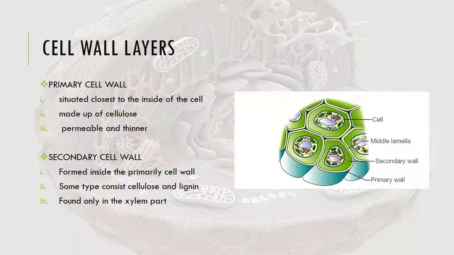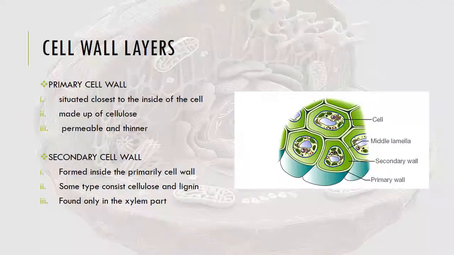The next layer of the cell wall is the primary cell wall. This layer is closest to the inside of the cell. It's mainly made up of cellulose, allowing the cell wall to stretch for the purpose of growth. Several primary cell walls contain pectic polysaccharides and structural proteins. It is also comparatively permeable and thinner than the other layers.